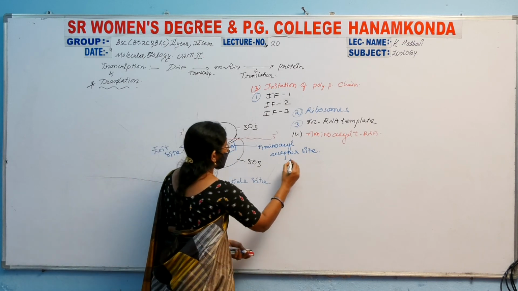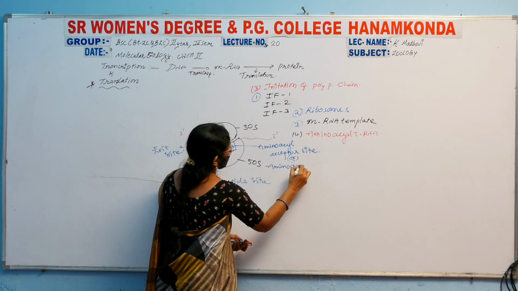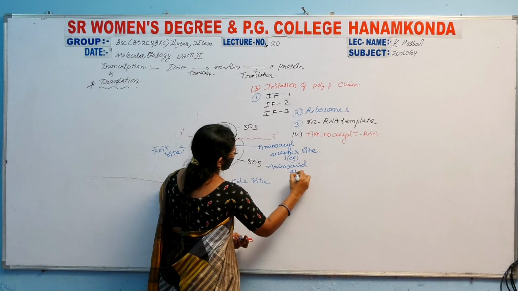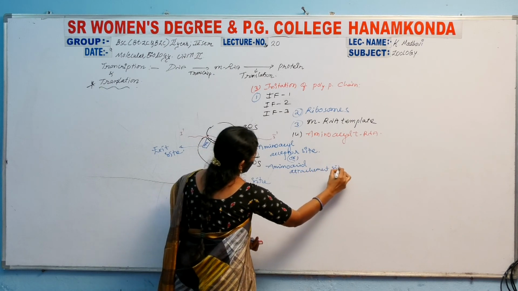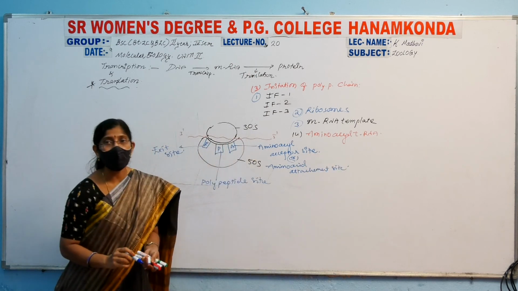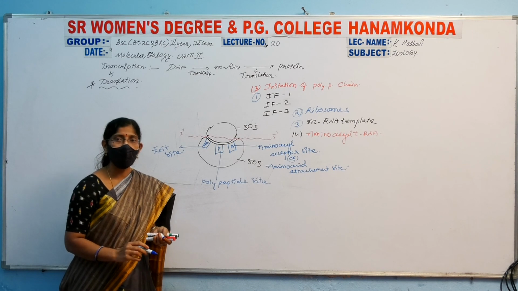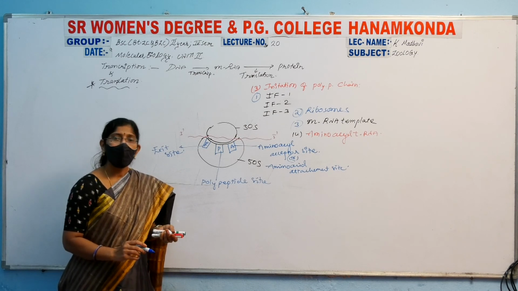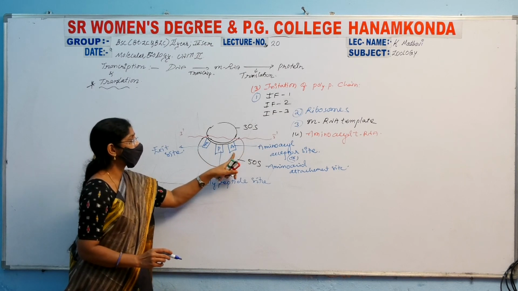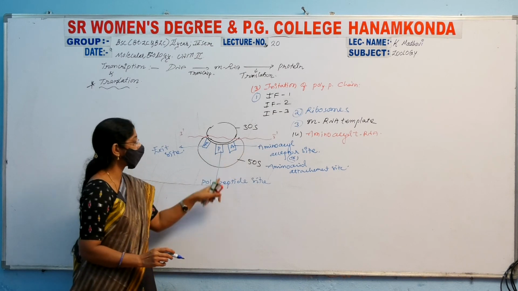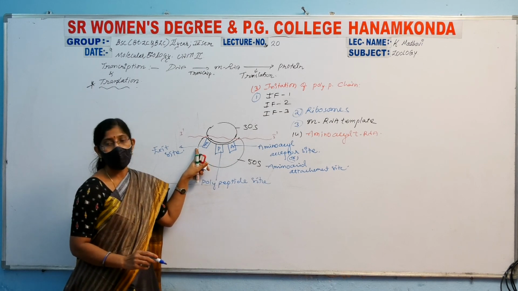Now, the amino acid attachment site is also where the newly forming triplet codons, right now AUG, GUC, and so on, come and attach. Here is the polypeptide site, where the polypeptide is forming, and next is the exit site.